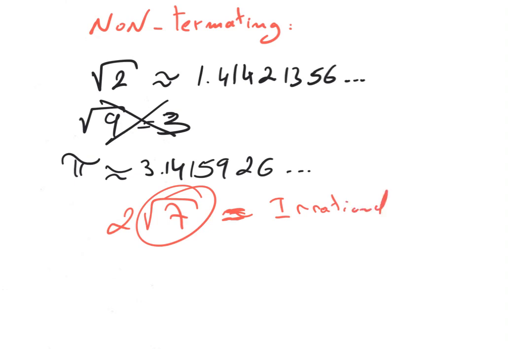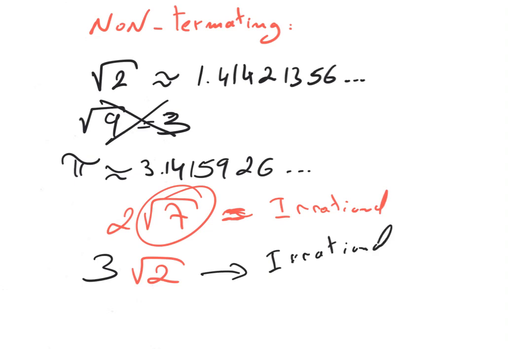For example, the square root of 2. We know the square root of 2 is irrational. If you multiply it by any integer or rational number, it's going to stay irrational. This is also irrational, because the answer at the end will be irrational.